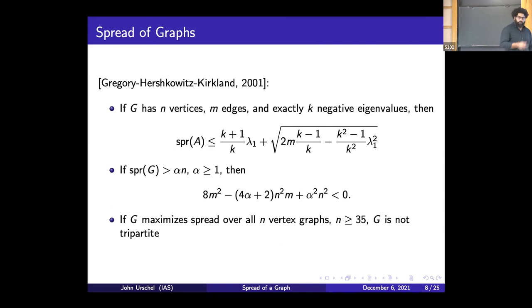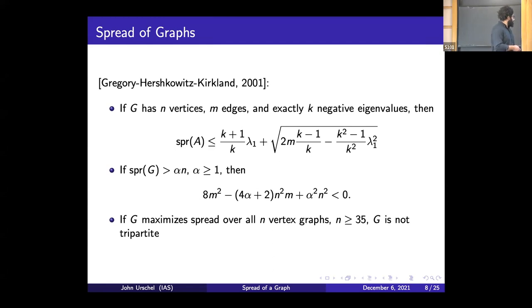So in 2001, Gregory, Hurkowitz, and Kirkland looked at the spread specifically of a graph, and they proved a number of results. For instance, they proved a result about a graph with a given order, a given size, and exactly a number of negative eigenvalues. They can produce an analog of this previous result from this trace bound that's a little bit tighter by simply using the fact that you have a certain number of negative eigenvalues and using the same trace trick.